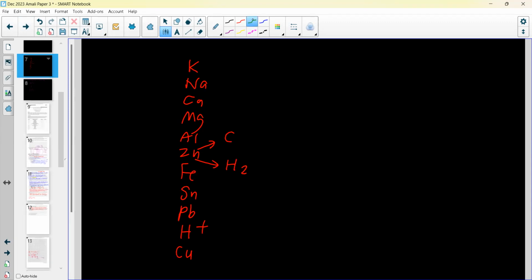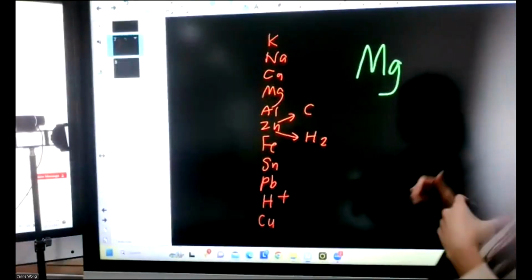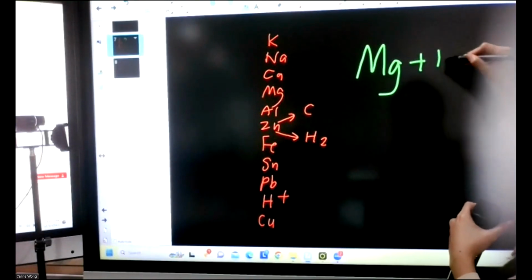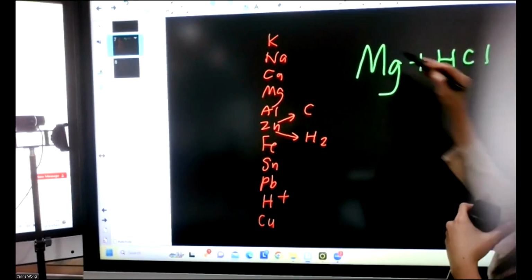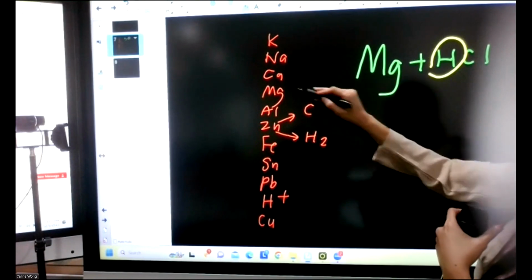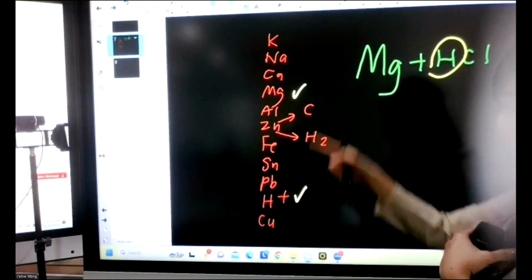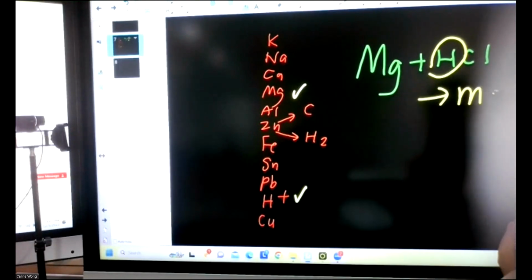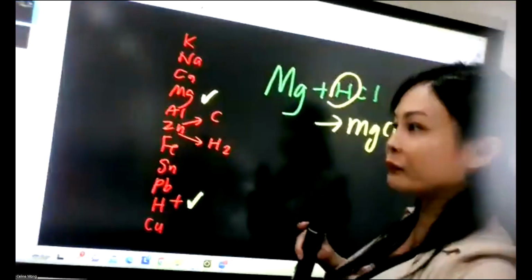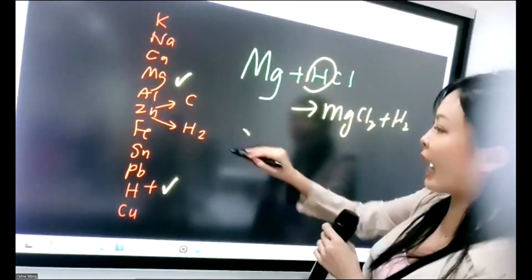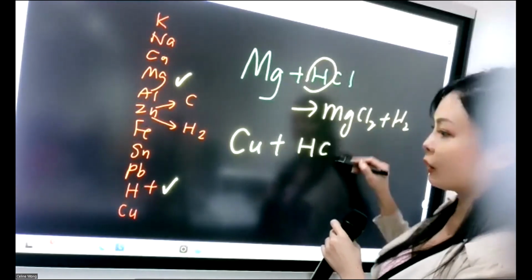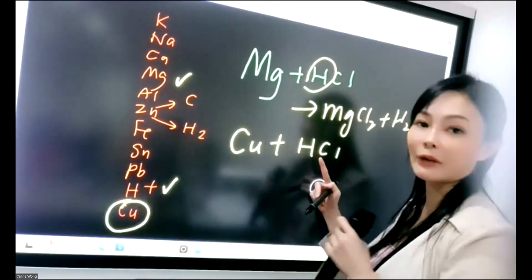So today we are having this thing so-called... okay, hang on, I think you all see me better. Okay. Now today you got magnesium plus HCl. So now hydrogen, which is here, can magnesium, which is here, displace hydrogen or not? Can, right? So you become MgCl2 plus H2. Okay. And then later on, today I got copper. Copper plus HCl. Copper is here. Can copper displace hydrogen? Cannot.